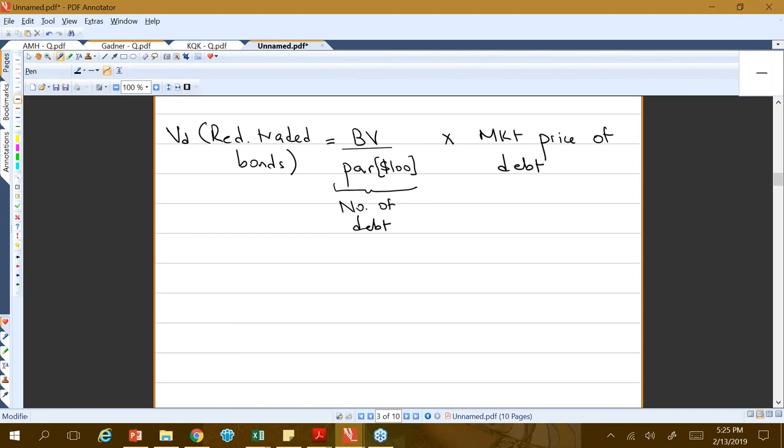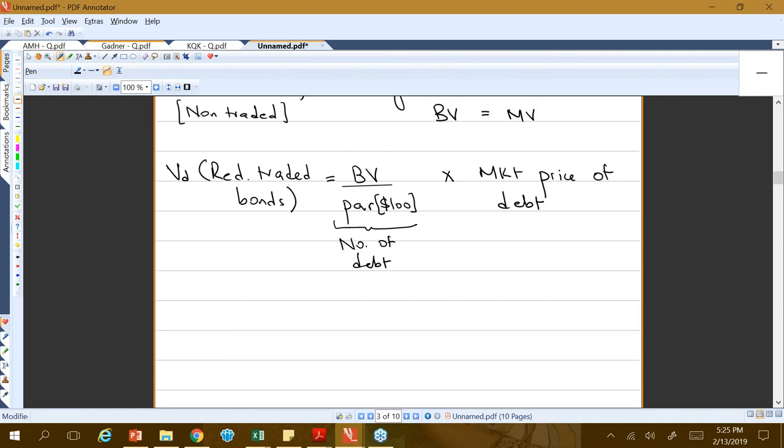So in some other questions which I have put on that list of questions, you will see you are going to work things out exactly the same way as I will work out the VD of the redeemable traded bonds today. Now, this is the values part.